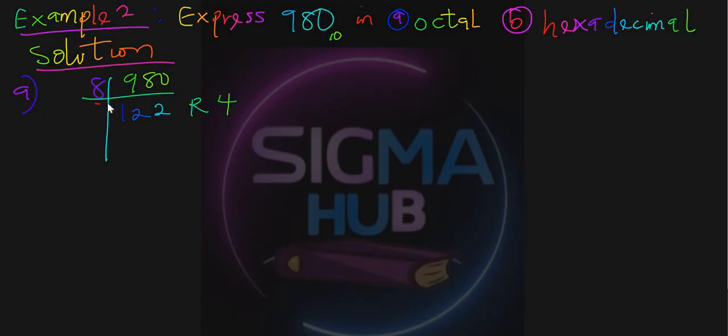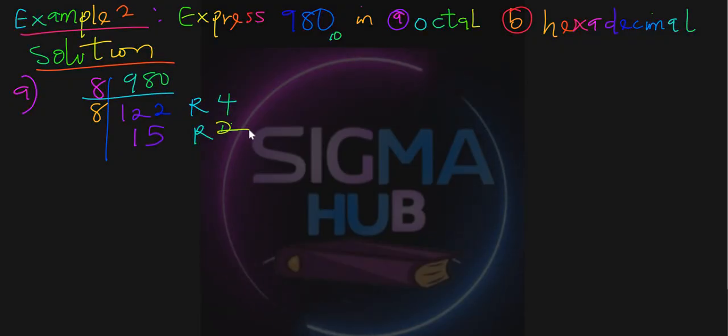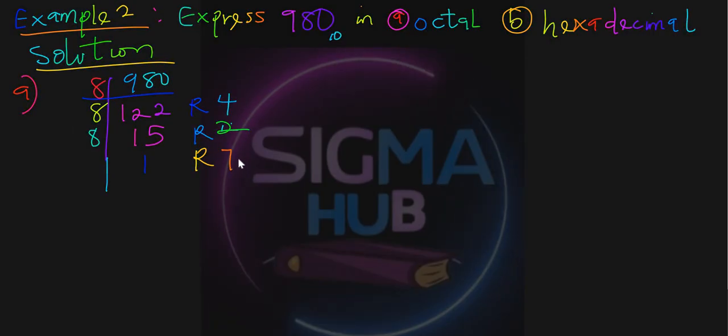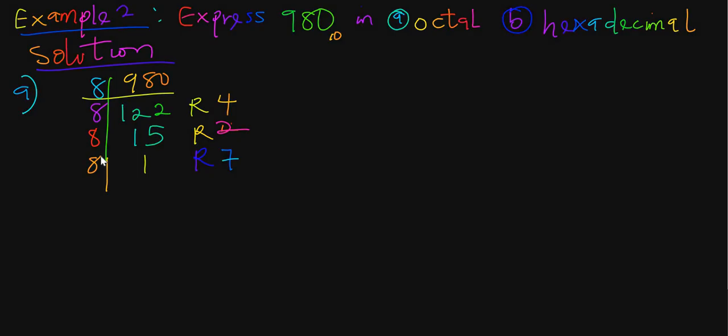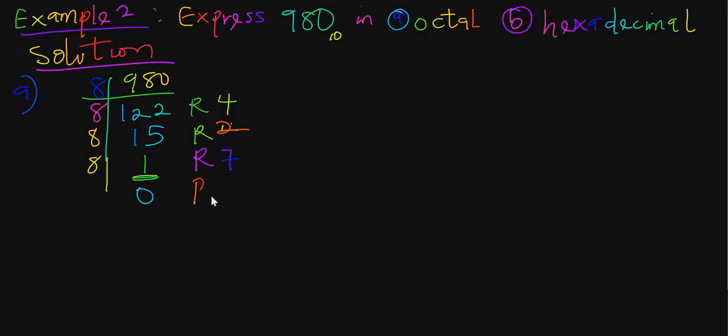So 122 again divided by 8 is going to give us 15, remainder of 2. Then again, 15 divided by 8 is going to be 1. In this case, the remainder is going to be 7. But 1 divided by 8 is not possible. So we cannot use 8 to divide 1. So in this case, we are going to write 0, don't forget, and we'll bring out the number which is 1 that is here. So we have remainder 1.